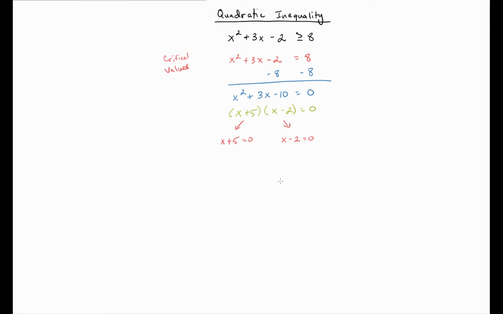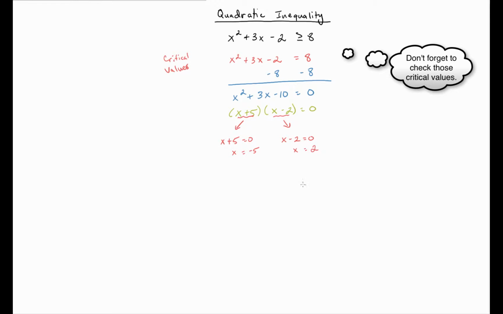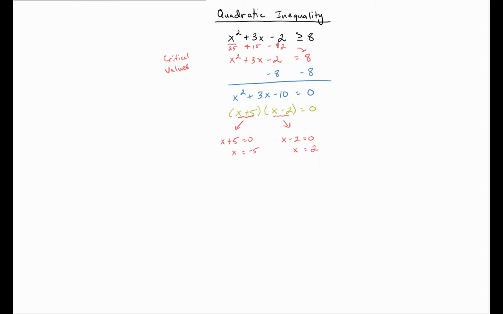Okay, again, if x plus 5 is equal to 0, then 0 times x minus 2 will be 0, and vice versa. Here I get x is equal to -5, and here I get that x is equal to 2. Okay, and now I have my two critical values, so I'm going to look at the different test intervals I might have. I like to graph out those critical values first, so I'll do that now.